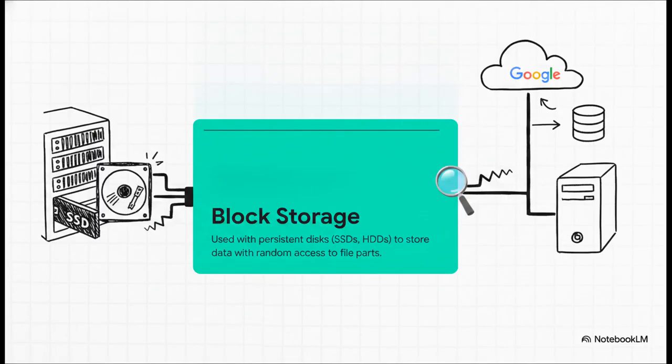Third, we have block storage. Think of this as taking a raw, high-performance hard drive and plugging it physically straight into your setup. It uses persistent disks, your SSDs and HDDs. The big deal here is that it allows random access to specific parts of files. If you're spinning up a relational database or you need a drive attached to a VM for rapid, random transactions, block storage is absolutely the system you need to use.